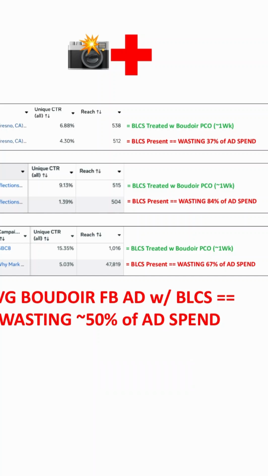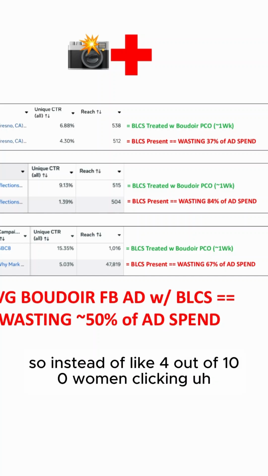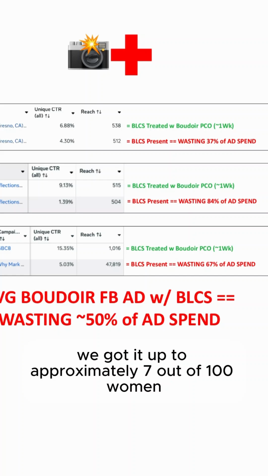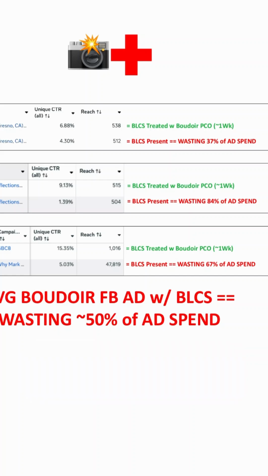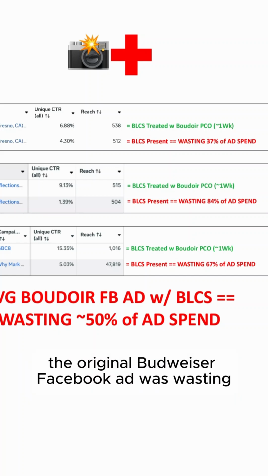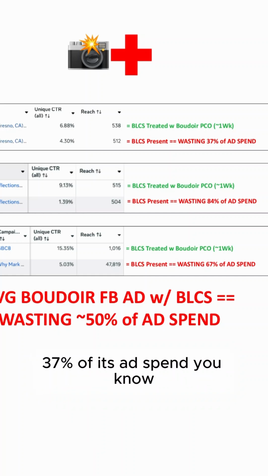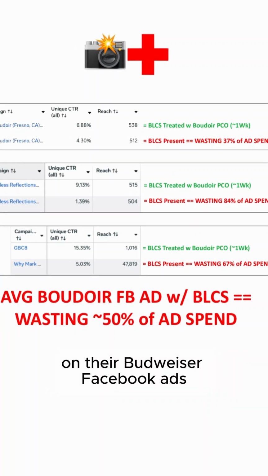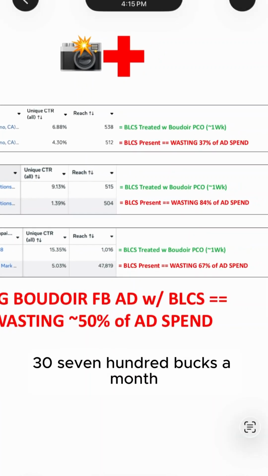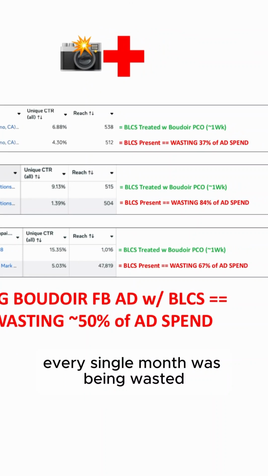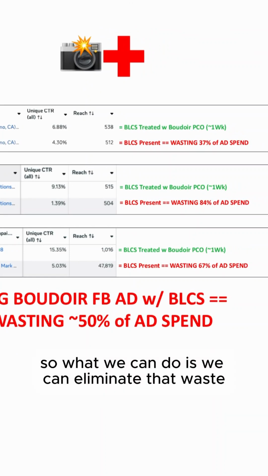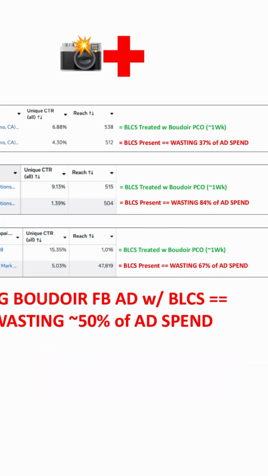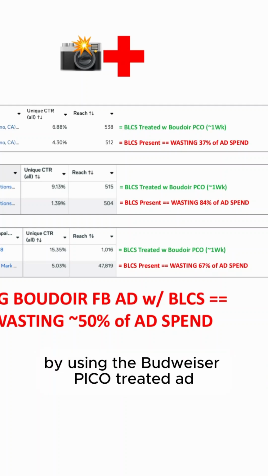So way better. So instead of like 4 out of 100 women clicking somewhere in the ad, we got it up to approximately 7 out of 100 women. So we actually found out the original Boudoir Facebook ad was wasting 37% of its ad spend. So instead of spending 10 grand a month on their Boudoir Facebook ads, $3,700 a month, every single month was being wasted.